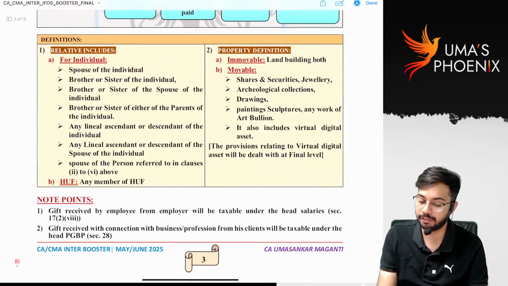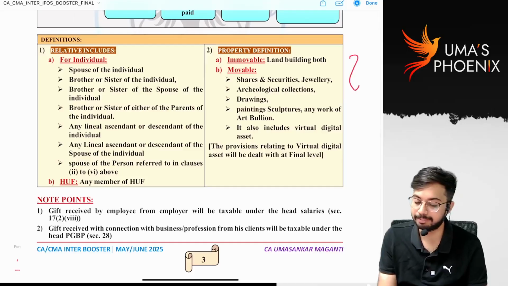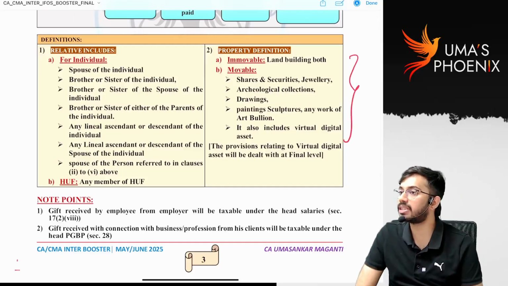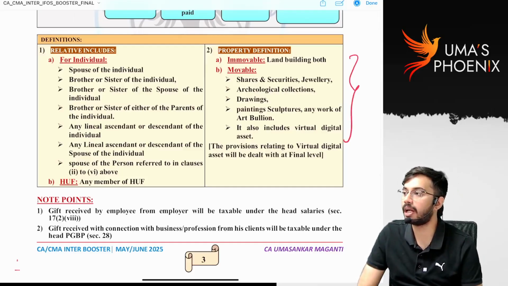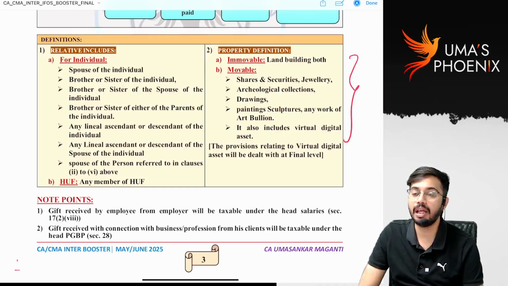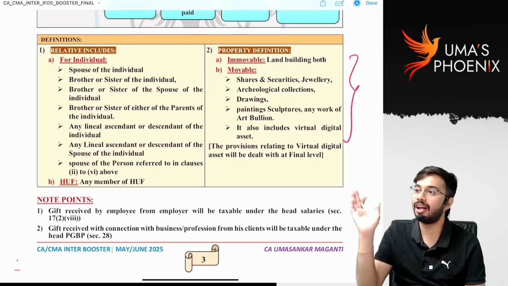Here the property definition was given, you can see. Property means, in case of immovable property, land or building or both. In case of movable property, property means jewelry, drawing, painting, sculpture, archaeological collection, work of art, shares, securities, virtual digital assets. So whatever exceptions to the definition of personal effect are there, all are given here.